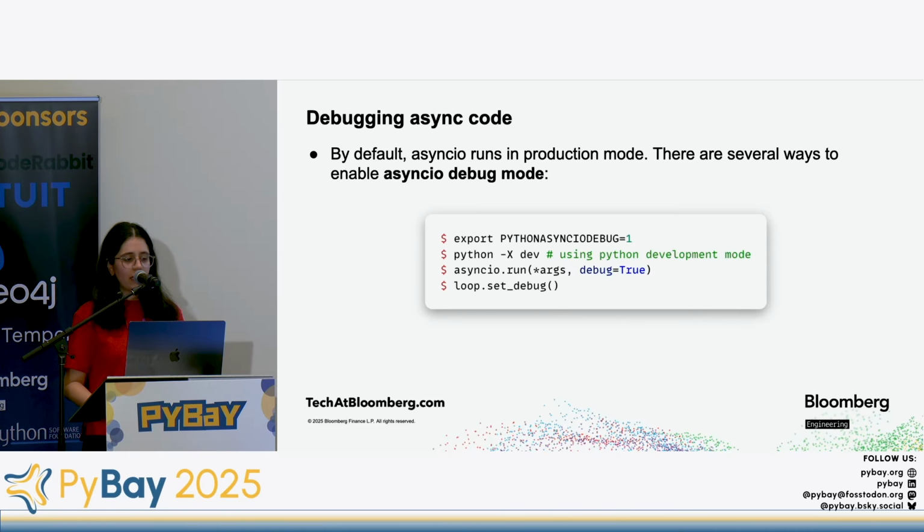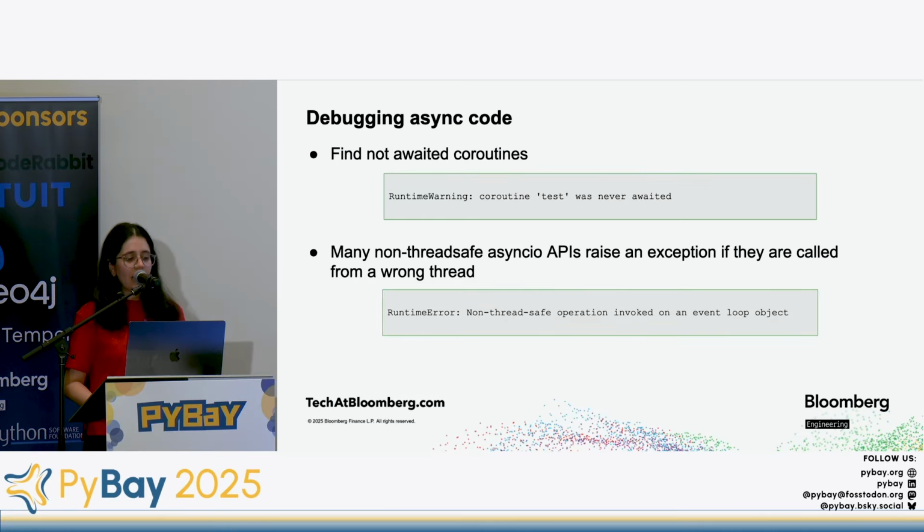Now something that's very important is debugging your async code. By default, asyncio runs in production mode, but there are several ways to enable the debug mode. One of them is exporting an environment variable, using Python development mode, passing debug=True when starting an instance of the event loop, or, if you have an instance of the event loop, you could set debug on that instance.